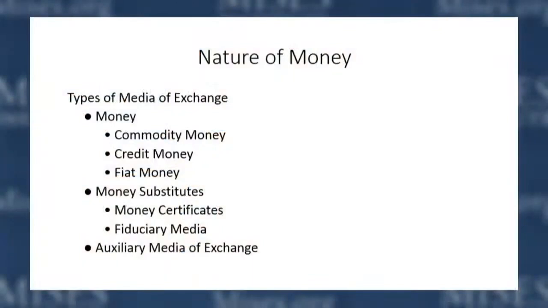And then the other category is what Mises liked to call fiduciary media. Fiduciary media are money substitutes where the reserve of money against which the money substitute can be redeemed is fractional. So there's only a fraction of actual money for redemption. And of course, this is what all our checking accounts are today.